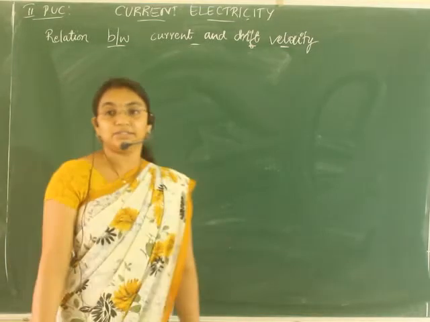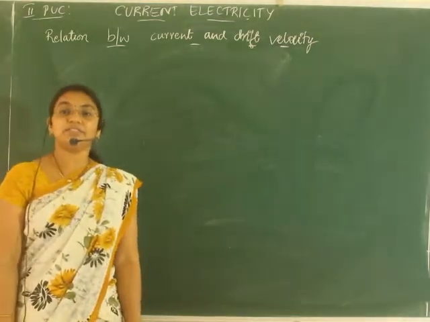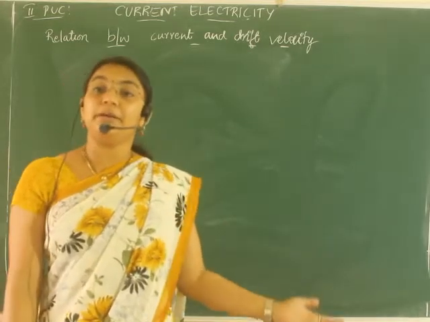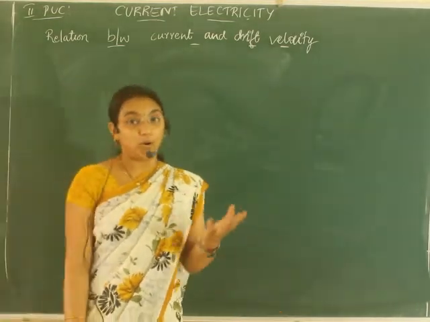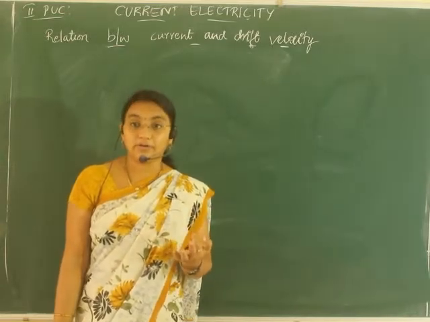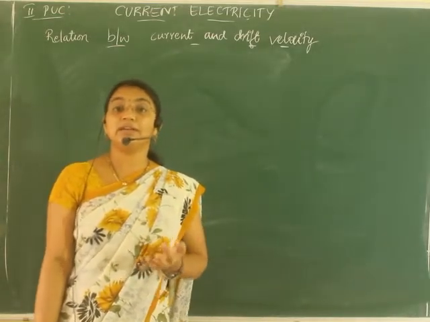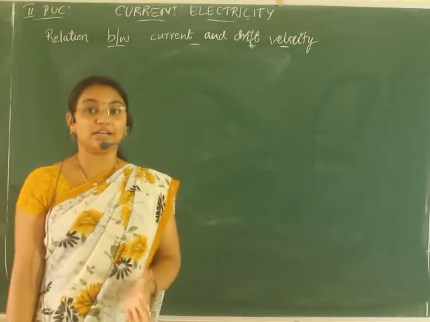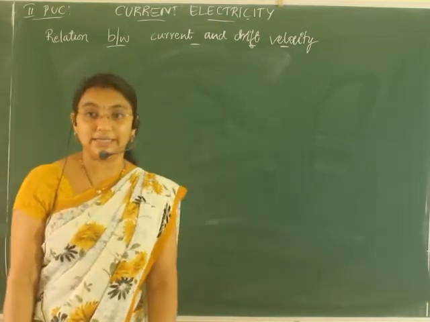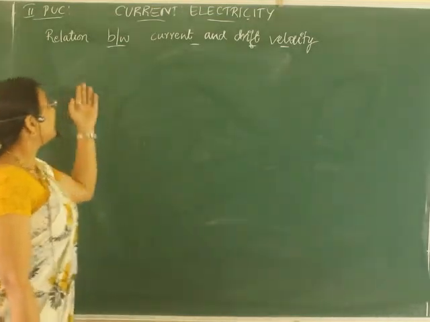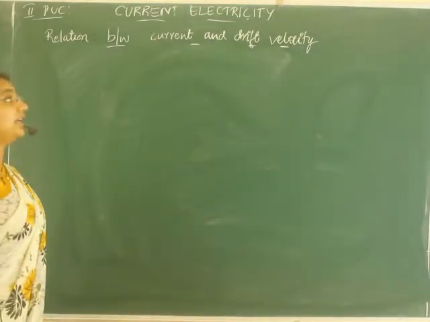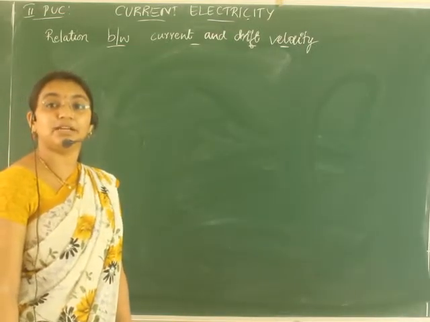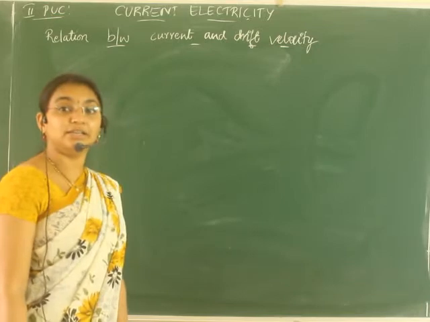Hello, my dear students. In our previous class, we started with the chapter called Current Electricity. In this chapter, we have learnt about Ohm's law, the equivalent form of Ohm's law. Then we learnt about the expression of the drift velocity, the derivation, correct? And also about mobility. In today's class, we will find out the relationship between the current and drift velocity. How to find the relationship between current and drift velocity?